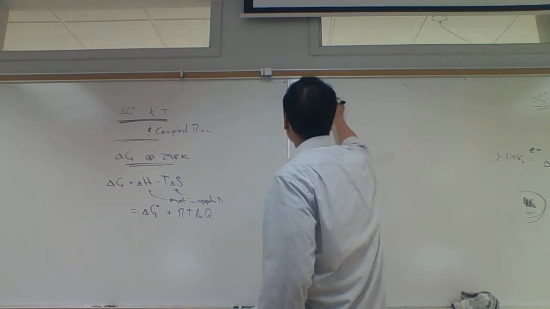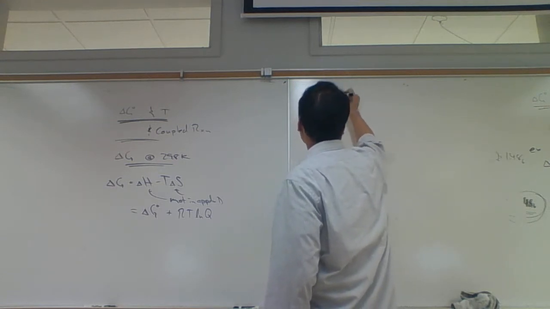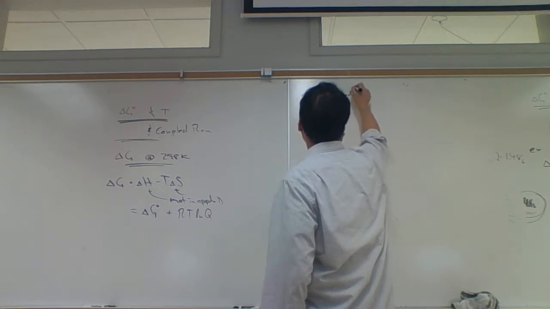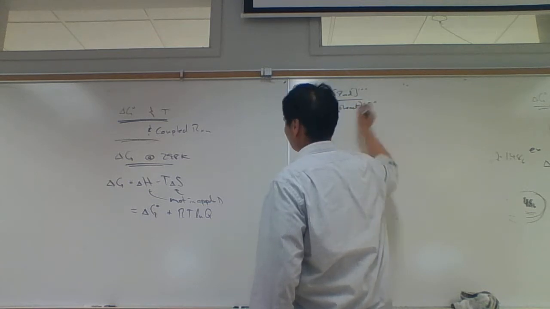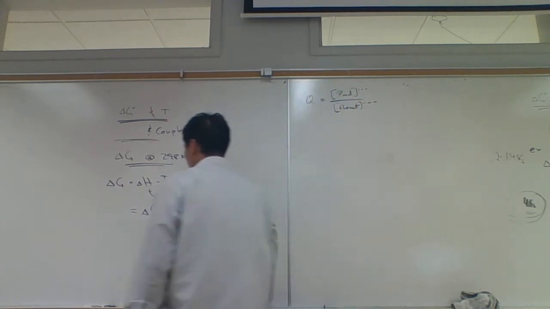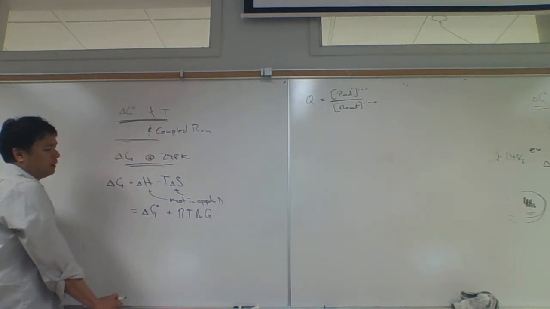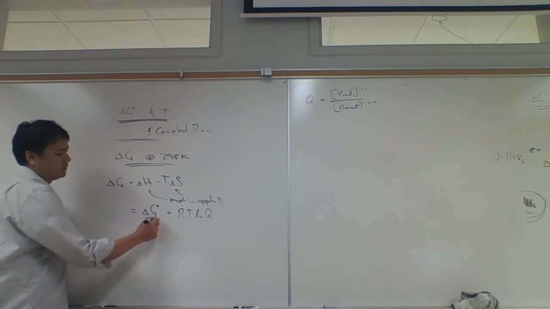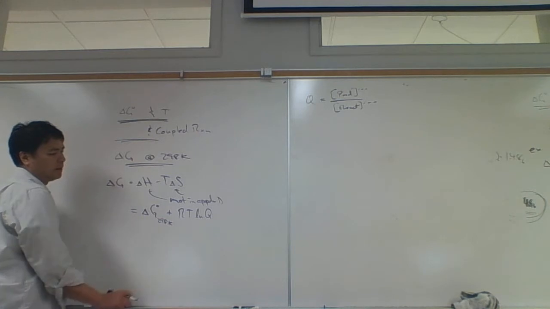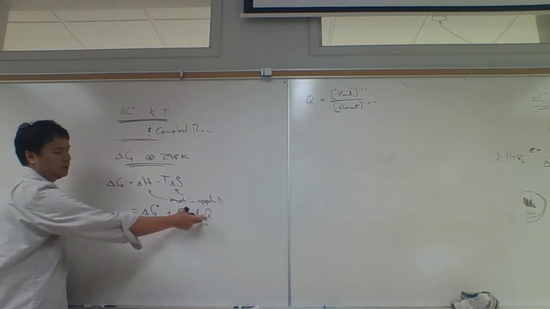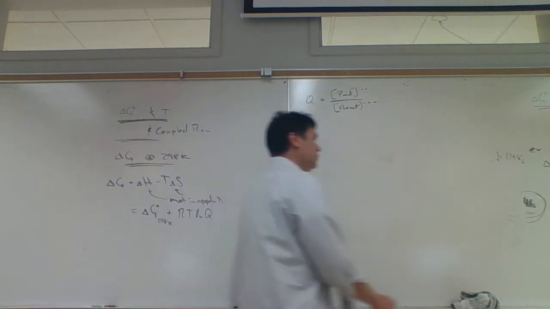Q is what we talked about before. Q is just the ratio of the products raised to some power over the reactants raised to some power, or reaction quotient. So one thing we could do is do this at 298 Kelvin, because we can calculate delta G naught at 298 Kelvin. And then R we know, T we know, Q we can manipulate. Well, how do we manipulate what Q is?